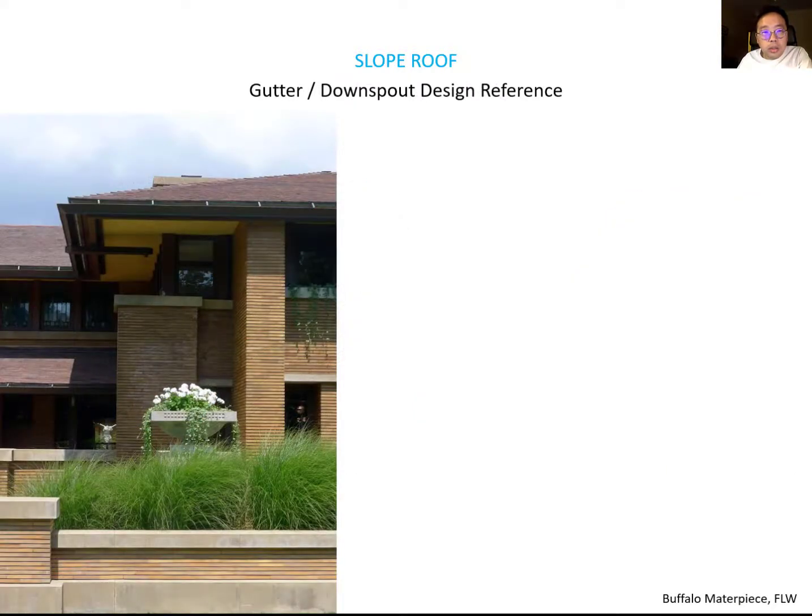So how do architects consider this downspout and gutter design in their project? This project is the Frank Lloyd Wright Buffalo masterpiece project. So you can see the gutter here. It seems like this is the downspout, but where is the actual downspout here? It seems like they don't have any downspout, but how do they get the water out of this gutter?